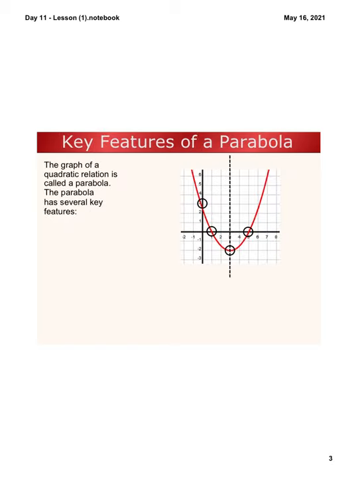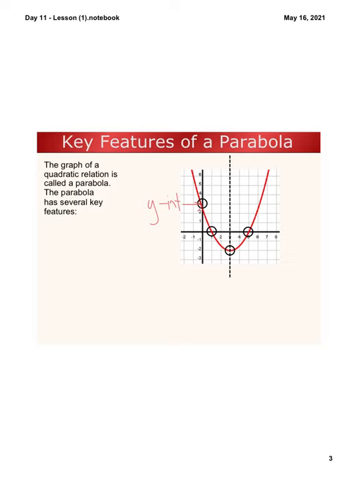This first slide is talking about the key features of a parabola. So we have some key features that are labeled here with these black circles. I think the first one that we're going to talk about is the y-intercept. This one probably is going to be the easiest for most of you because we've talked about y-intercepts in this course before. The y-intercept is this point that the parabola crosses our y-axis.